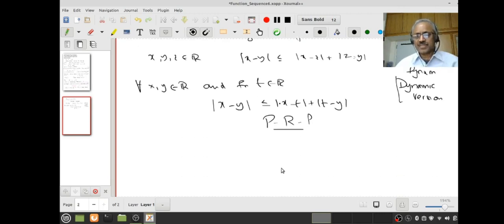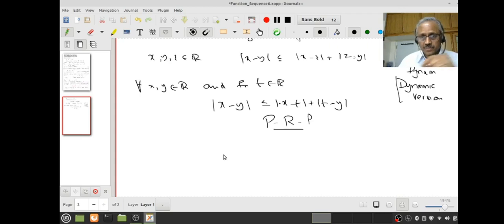I want to estimate mod x minus y. Then what does it say? Choose a smart t so that you know how to estimate mod x minus t and mod t minus y, and therefore you get an estimate for mod x minus y. If you have seen some of my videos on continuity or sequences, you would have seen I used the curry leaf trick many times. Even in Riemann integration, I would have used it. Anyway, we can go one step further.